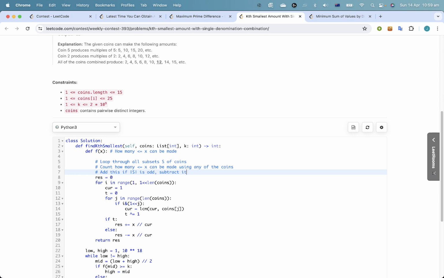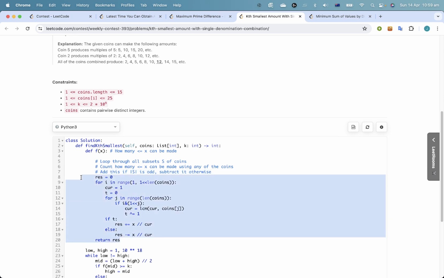This is the inclusion-exclusion principle. You can search it up. So that's how I've implemented it here, and then I just binary search.